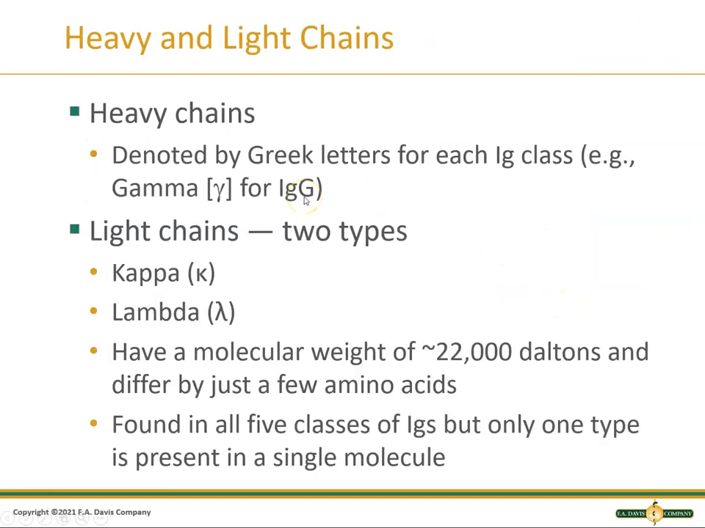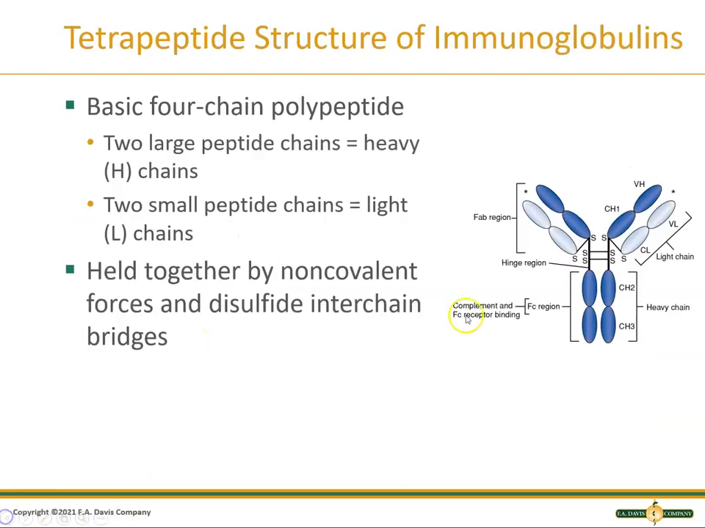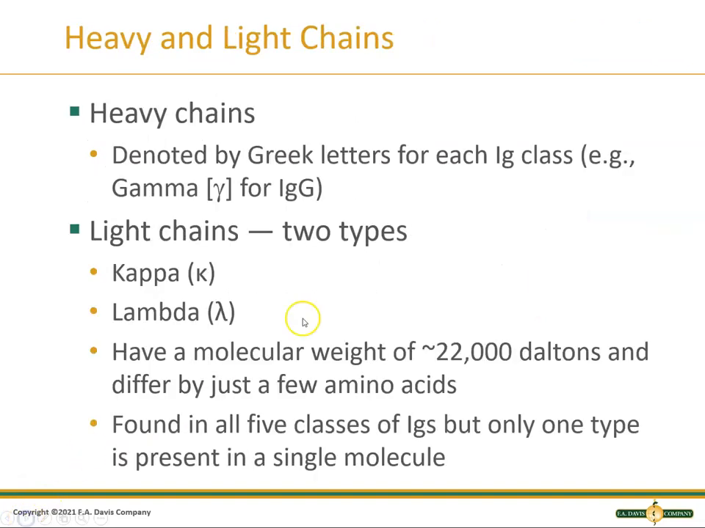For the heavy chains, we use Greek letters: gamma, alpha, mu, epsilon. The light chains are kappa and lambda, so they are the 2 light chains. Let's back up for a second. The light chains are either kappa or lambda, and the heavy chains depend on which immunoglobulin class it is. If it's IgG, then they're gamma. That's how that works.